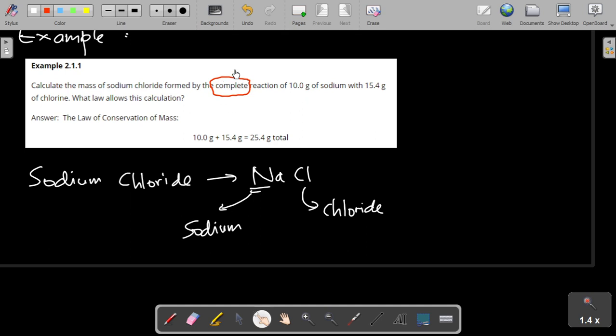Because it's a complete reaction, we have the complete reaction of 10 gram of sodium, which is Na, completely reacting with 15.4 gram of chlorine. Chlorine is Cl.